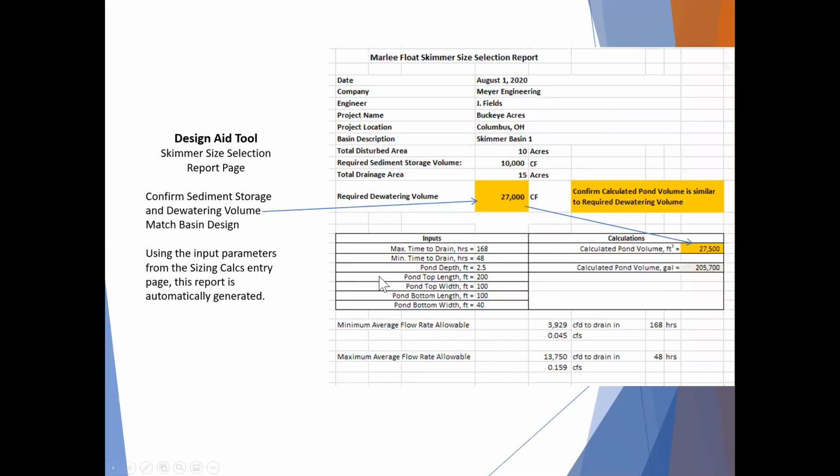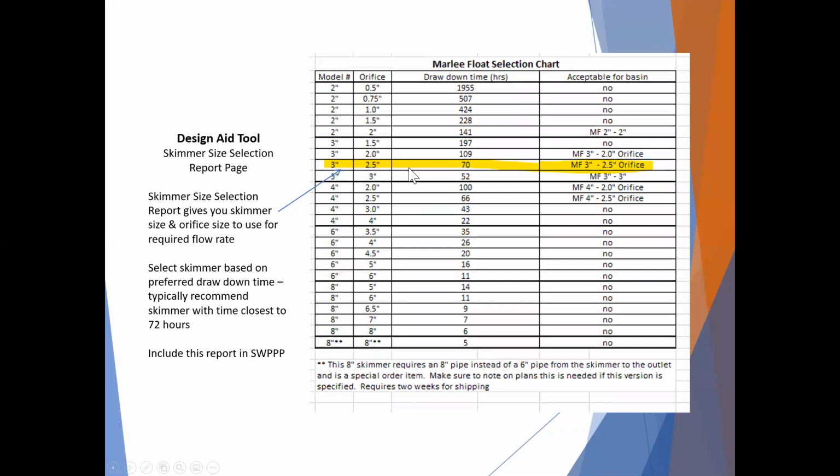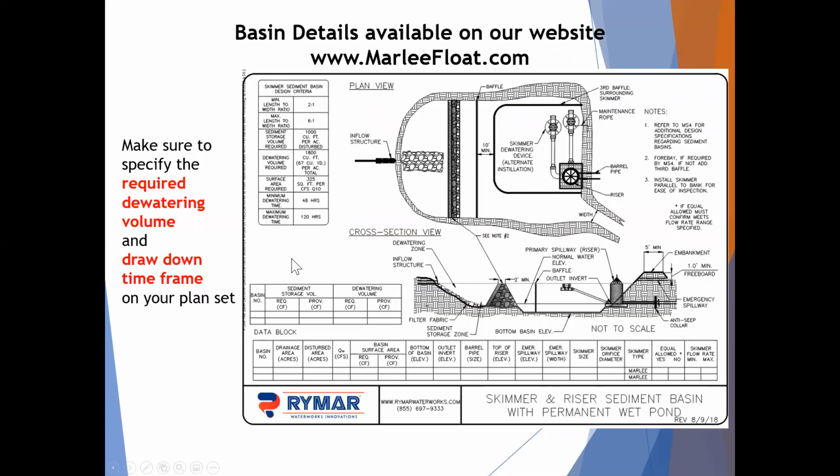Again, this is just a blow up of that same page. And here you can select the skimmer that's maybe closest to the 72-hour time frame. So very similar tools. The only real difference is one has that permanent volume for sediment storage and the other does not. And then we also have pond details that have both of those in them too.